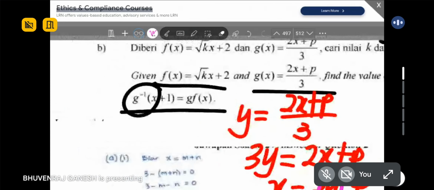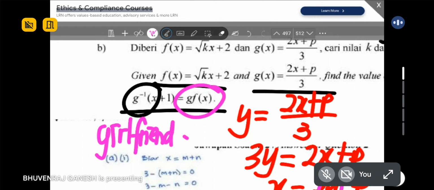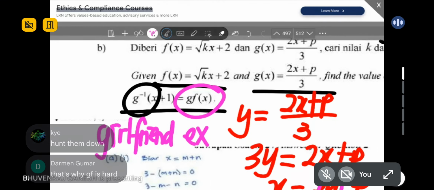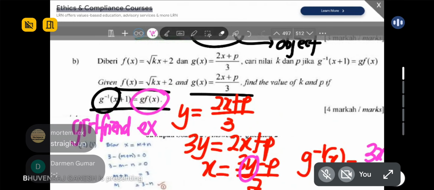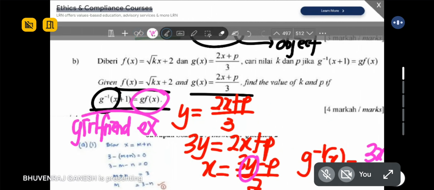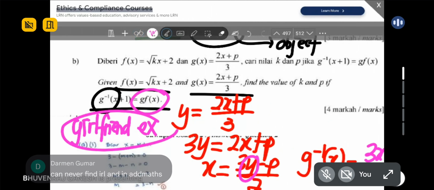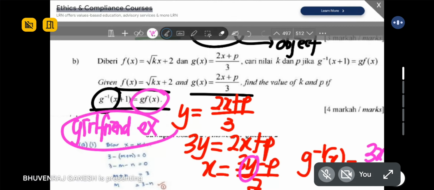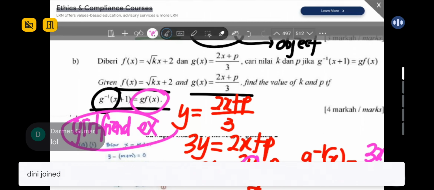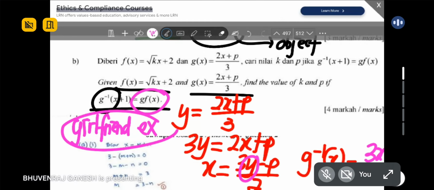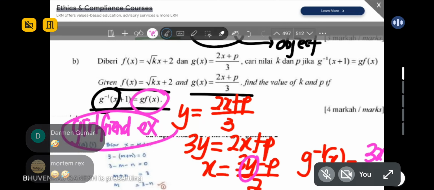Done. So next part, you need to find gf(x). Just now you guys were talking about girlfriend, right? Make sure you find your girlfriend x. You know what is girlfriend x, right? gf(x) in ADMATS, girlfriend x. That's why very hard, right? You all don't like composite function, right? Tak suka fungsi kuban. Why? Because ex girlfriend very hard to get back. Susah nak dapat balik. Once gone, it's gone. Can never find in real life and in ADMATS. Wow, both also cannot. Wow, very sad lah you. At least one must have lah. At least 1 out of 2 must have. If you can do in ADMATS, you never do in real life. Okay lah, quite sad also. But if you can do in real life, cannot do in ADMATS, I salute you. Respect. Although I teach ADMATS, walaupun saya ajar ADMATS, okay, still respect.